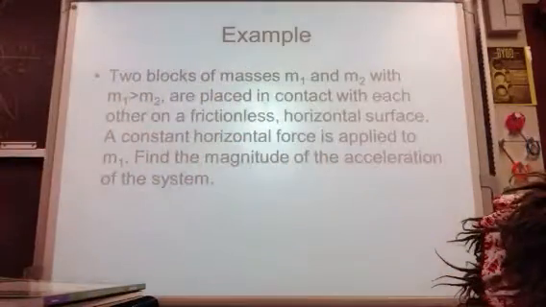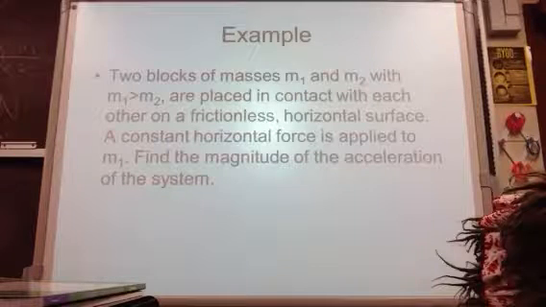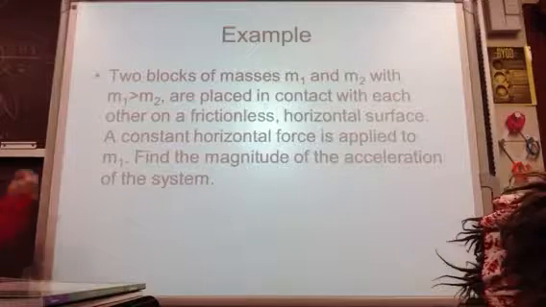Okay. So for this first example, we have two blocks of masses M1 and M2, where M1 would be greater in mass than M2. They are placed in contact with each other on a frictionless horizontal surface. A constant horizontal force will be applied to M1. Find the magnitude of the acceleration of the system.